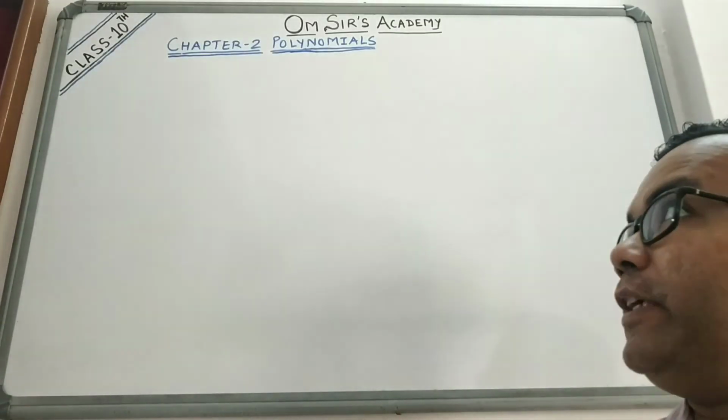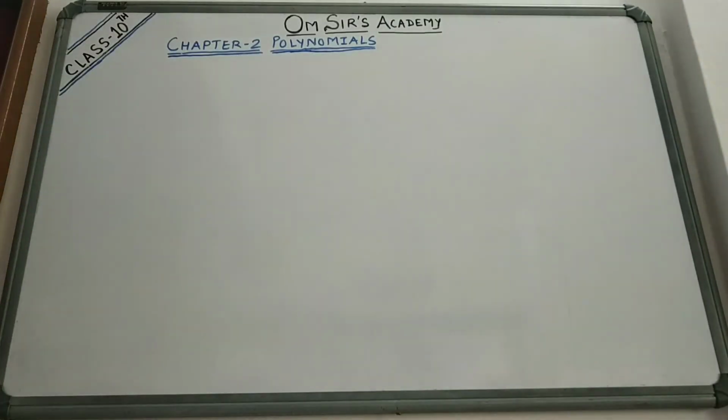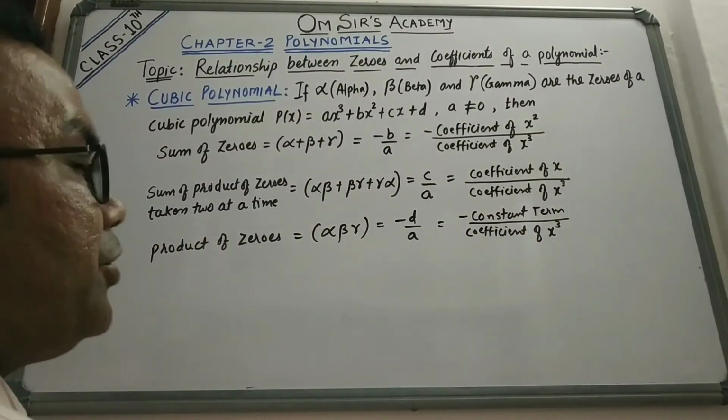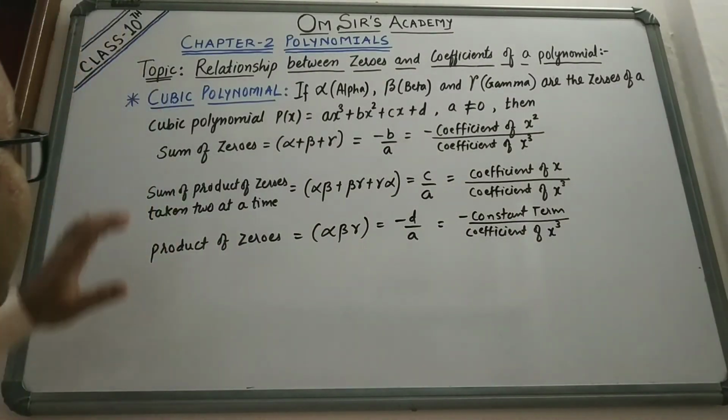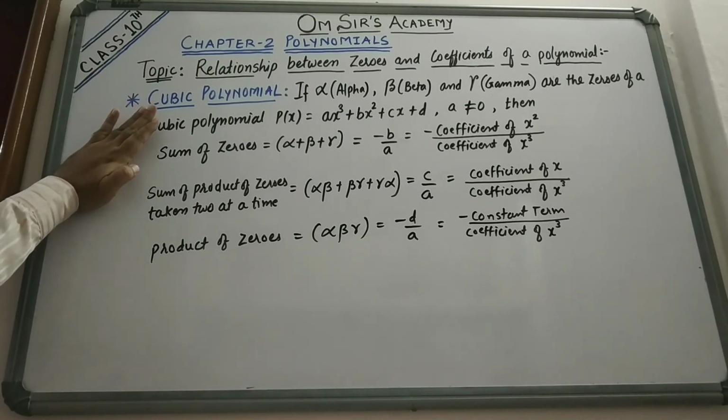In this session we are going to learn a new topic, that is, now we will be verifying the relationship between zeros and coefficients of polynomials in the case of a cubic polynomial. The previous one was a quadratic polynomial. Now, in the case of a cubic polynomial.